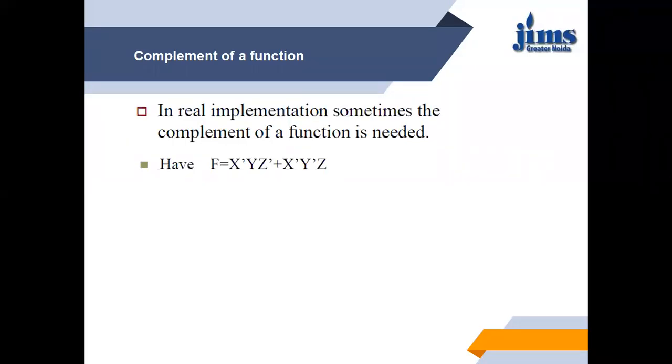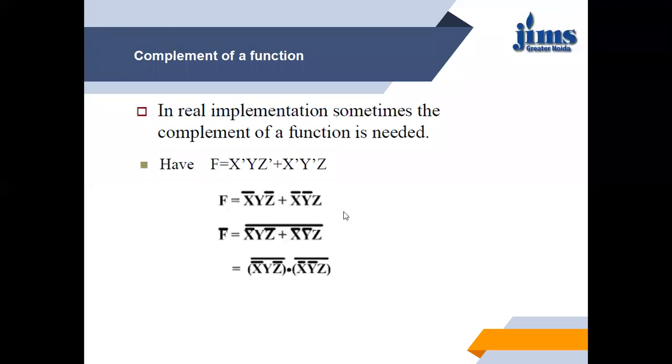Bar is a complement. We write f equals x bar y z bar plus x bar y bar z. That is the given Boolean function, and we have to take its complement. Now the complement of f will be f bar, that is the NOT gate, and we have x bar y z bar or x bar y bar z, whole complement. We put the complement on both sides.